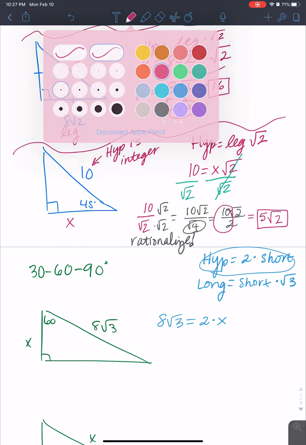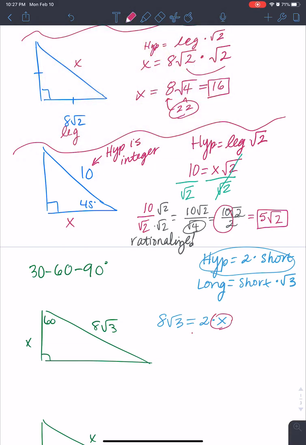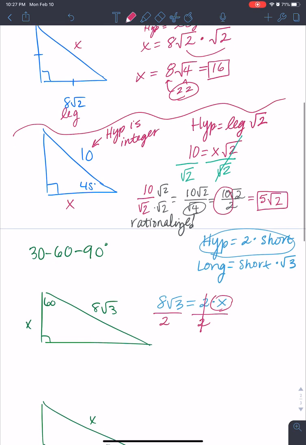Remember how we isolate the variable? You need to divide by what's next to it. But whatever you do to one side, you do to the other. Cancels out the 2's on the right, and on the left, this can be simplified. So 8 over 2 becomes 4, and then square root of 3. So 4 square root of 3 is my short leg right here.